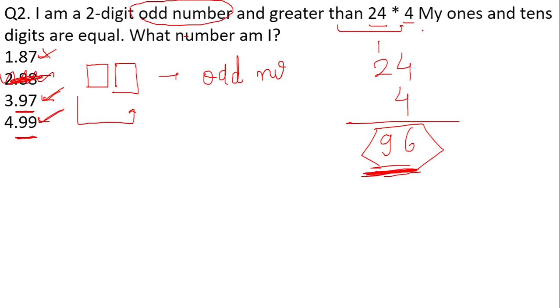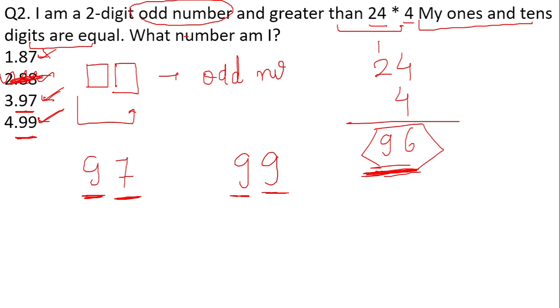But what they have told in the next statement is my ones and tens digits are equal. It means in case of 97, the ones place is 7 and the tens place is 9, and in case of 99, the ones place is 9 and the tens place is 9. We know what the ones place and tens place are. So in case of 97, the ones and the tens are not equal. In case of 99, they are equal. So the correct answer for the given question is option number 4.